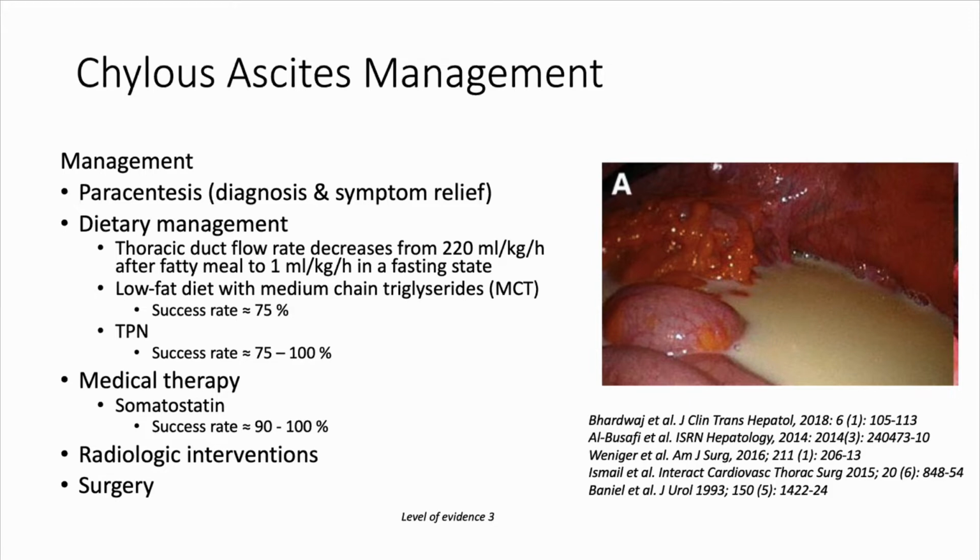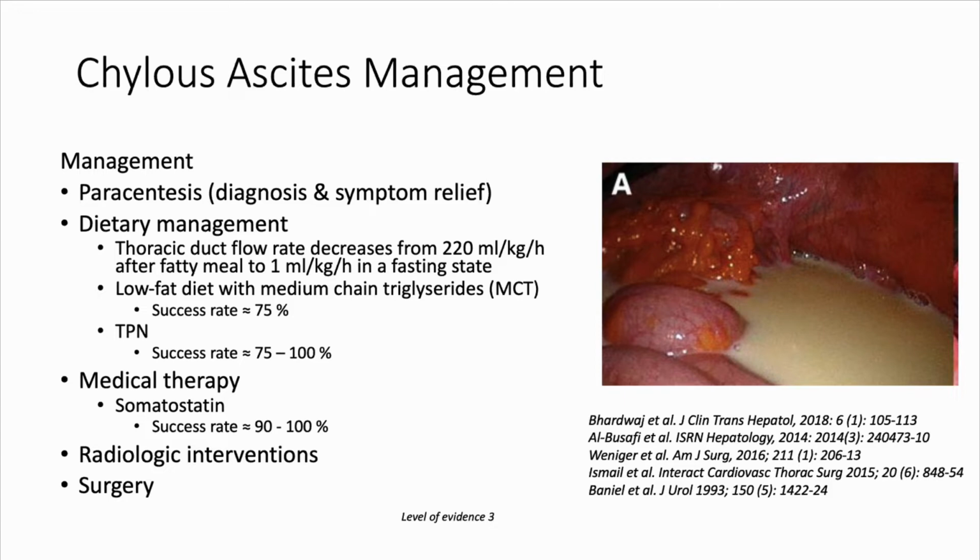And the main diagnostic tool is paracentesis, which also gives symptom relief to the patient. These patients also need nutritional support to replace fluid losses, vitamin deficiencies, and electrolyte imbalances. But the mainstay of treatment is dietary management. As we know, after having a fatty meal, the flow of chyle in the thoracic duct is significantly higher when we compare to patients who have a low-fat diet or are undergoing bowel rest.